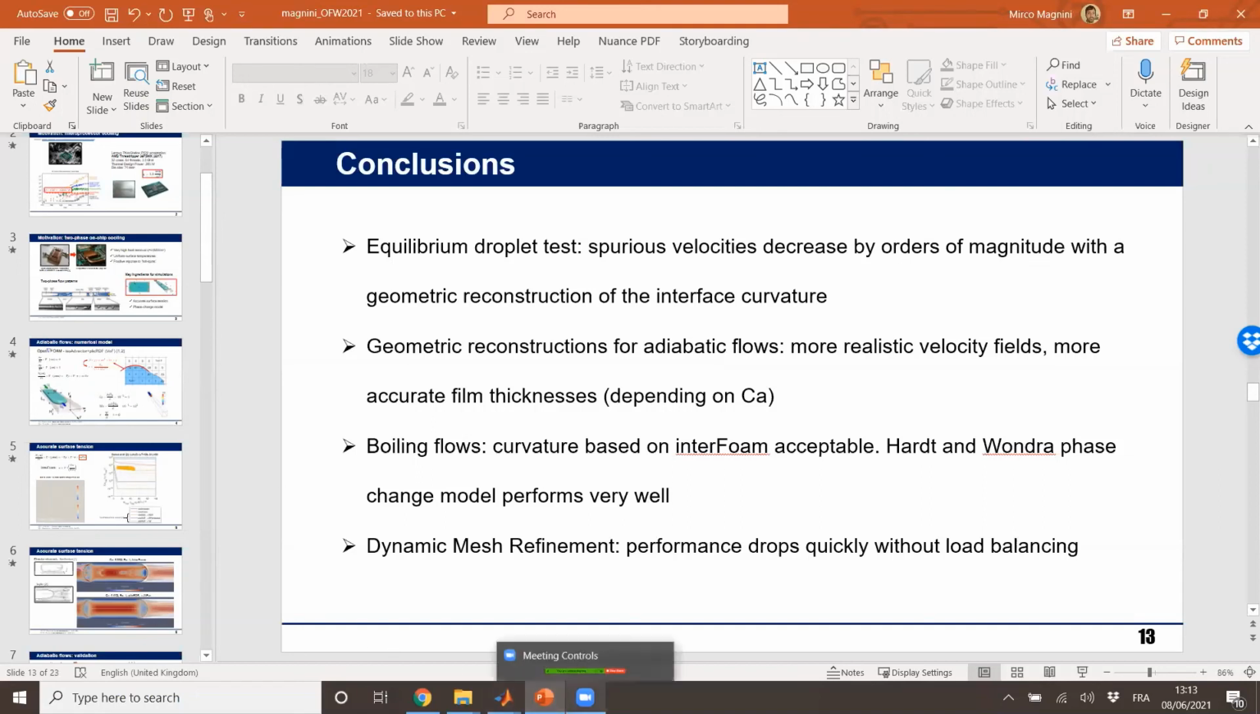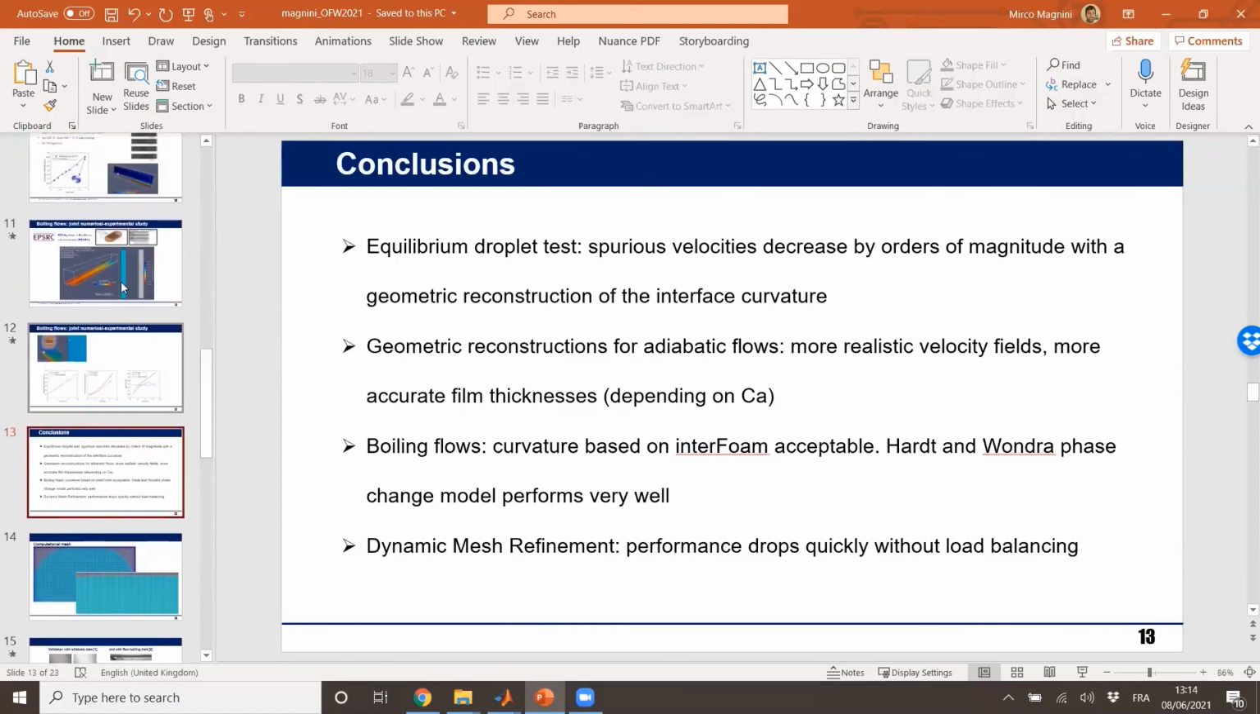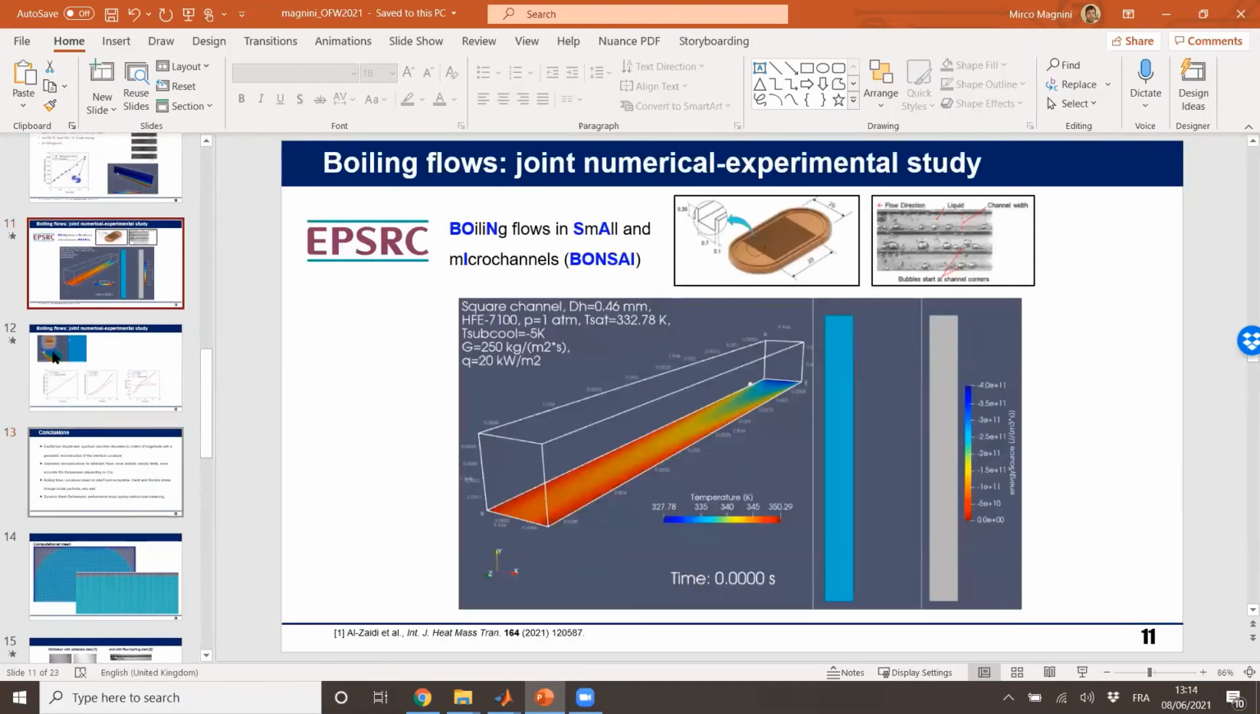Okay. And I think I have a very quick one for you from Milad Bagheri. Hi, thank you for your talk. Why does the performance, and I think he means parallel performance, drop when you're using dynamic mesh refinement?